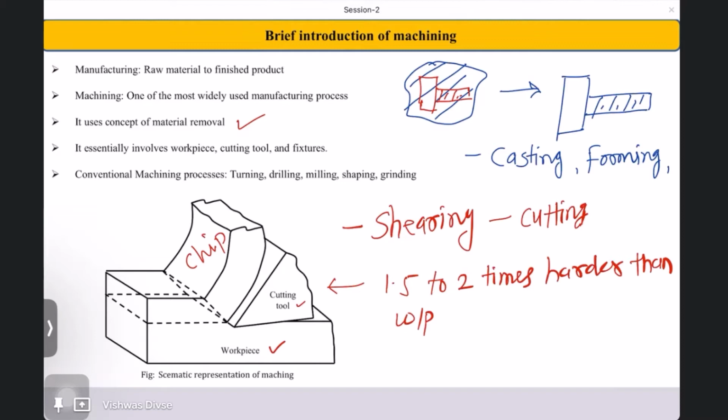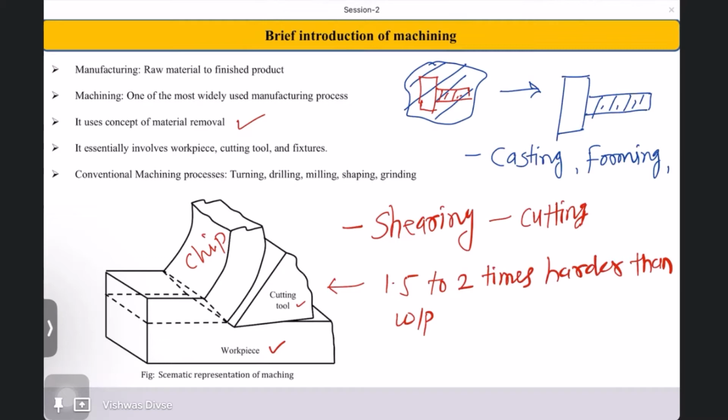Conventional means when there is a physical contact of a cutting tool with the workpiece. We call it conventional machining, conventional processes, where your cutting tool should be harder than, at least 1.5 to 2 times harder than the workpiece. Then with this physical contact, the shearing process happens and material will be removed in the form of chip.